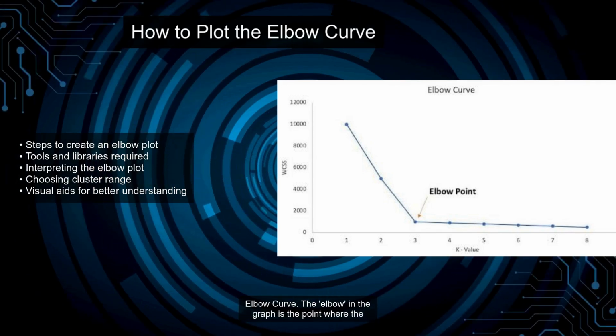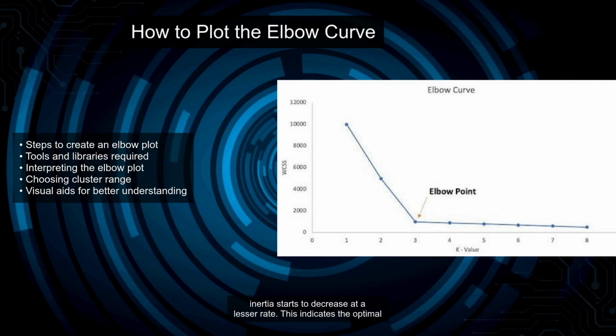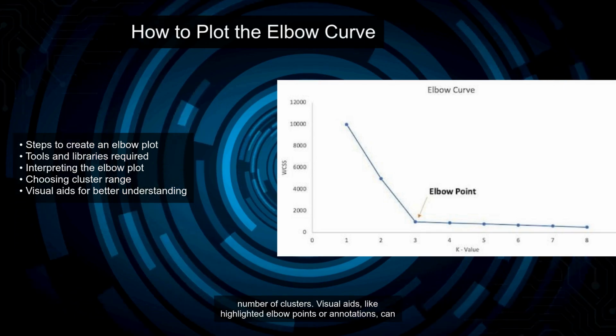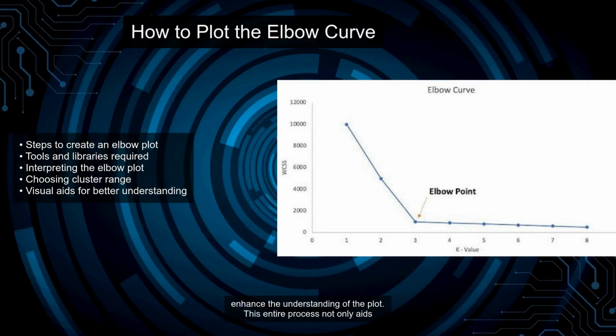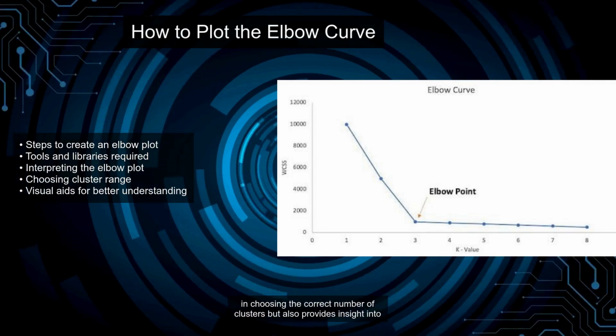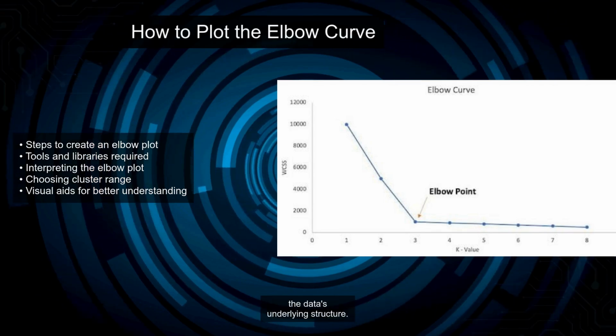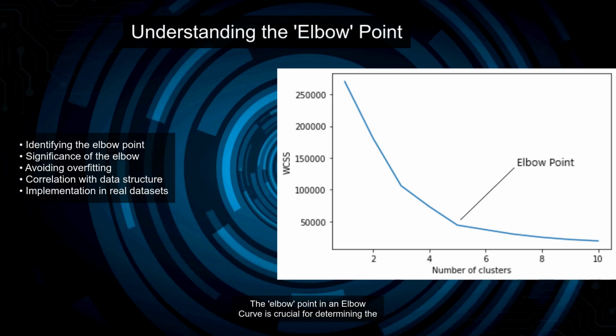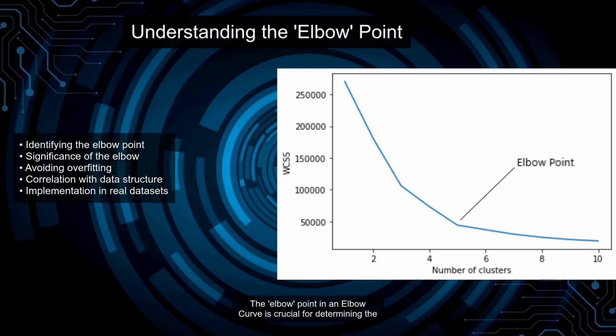The elbow in the graph is the point where the inertia starts to decrease at a lesser rate. This indicates the optimal number of clusters. Visual aids, like highlighted elbow points or annotations, can enhance the understanding of the plot. This entire process not only aids in choosing the correct number of clusters but also provides insight into the data's underlying structure.